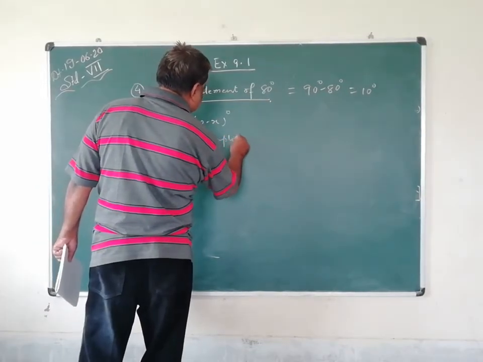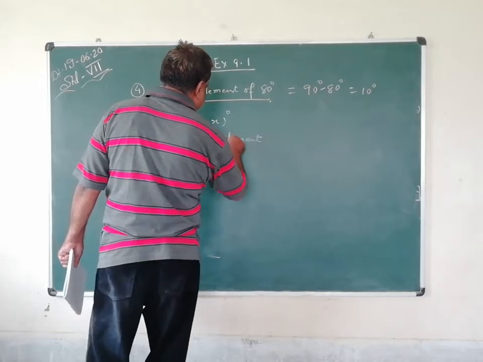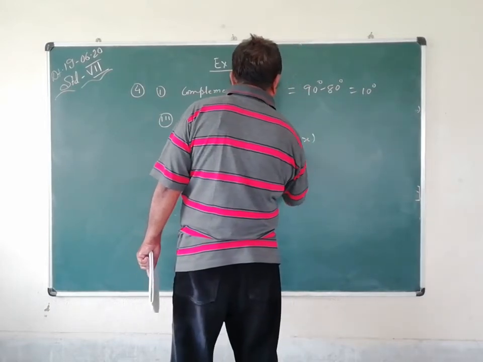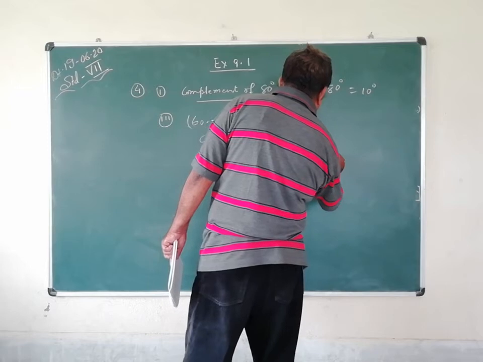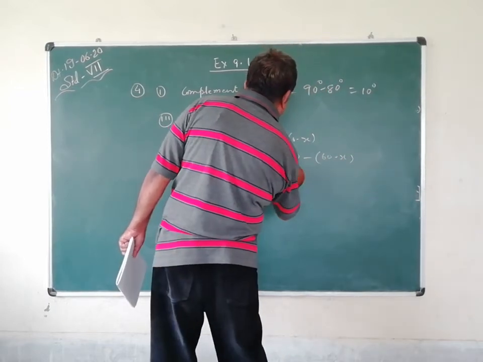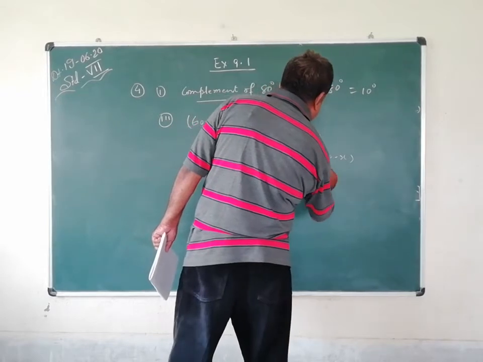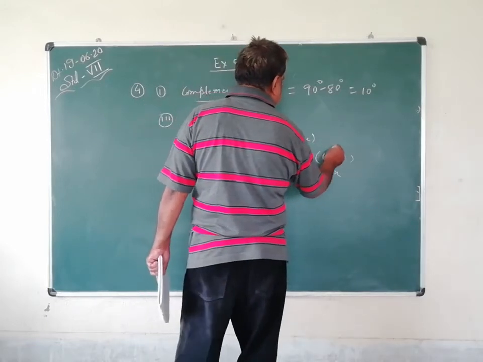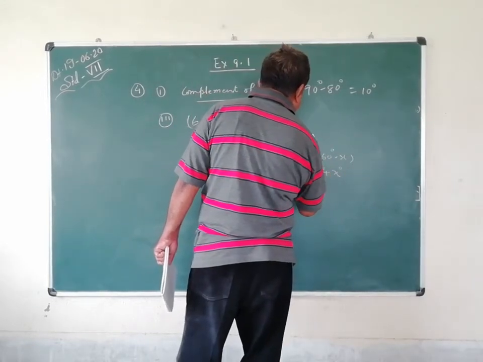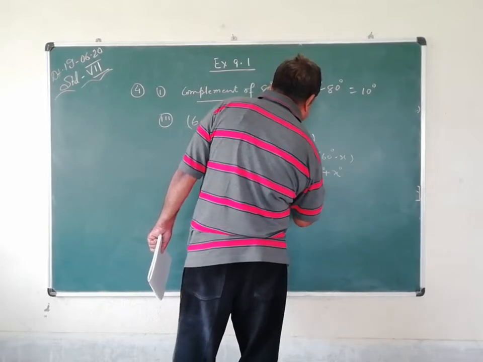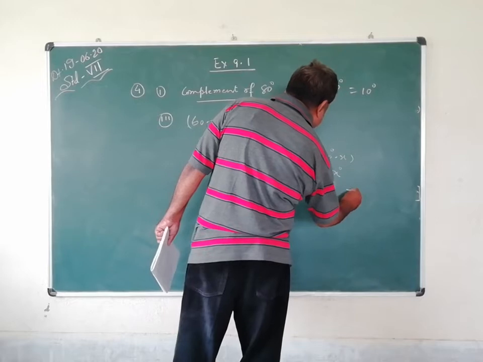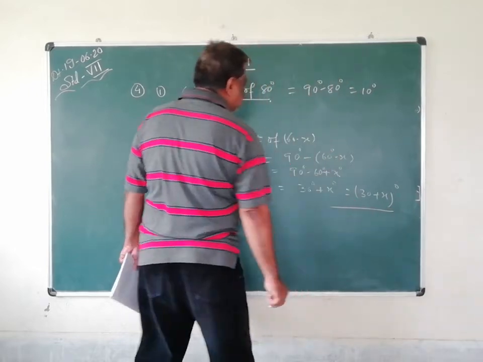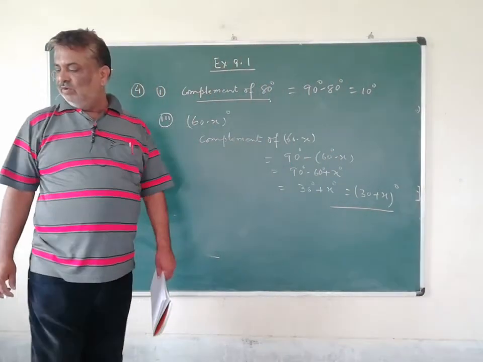Complement of. Now here what may happen, 90 minus 60 minus minus plus x. 90 minus 60 is equal to how much? 90 minus 60 is equal to 30. So 30 degree plus x degree. We can write this one 30 plus x to the power degree. That is your answer. By this one you are able to do the question number 4.